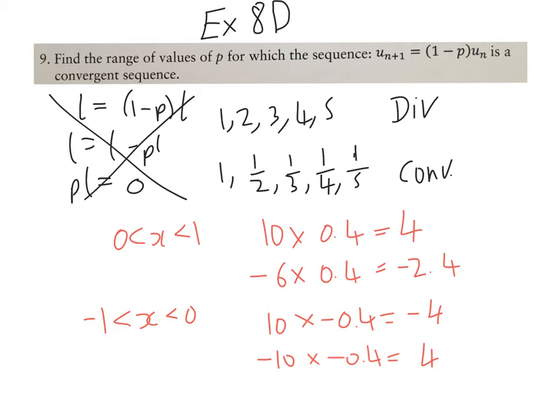So what do I mean by that? If it was up at 10, you get a number at 10, and then it went down to, say, negative 10.